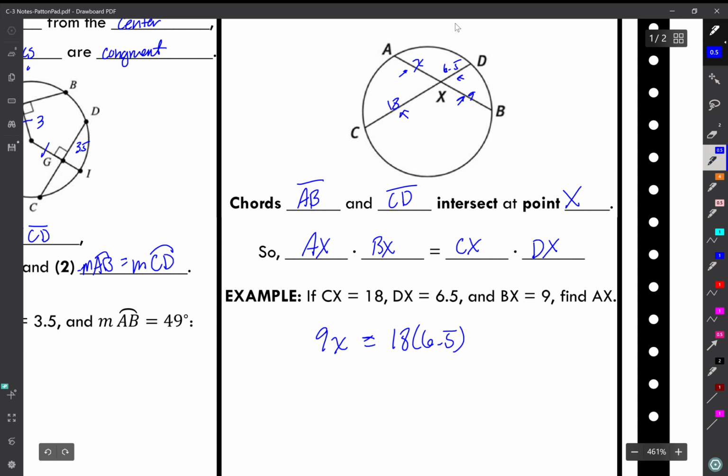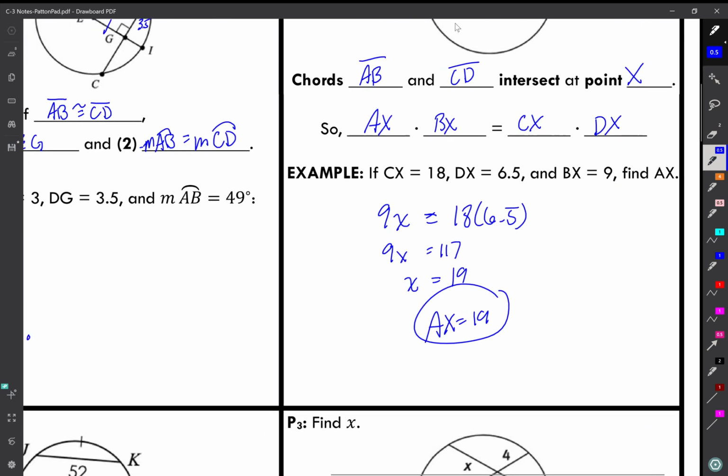Alright, calculator time. 18 times 6.5. Sorry, just give me a second. Alright, so 18 times 6.5 is 117. So 9x is equal to 117. So divide both sides by 9. X is equal to 13. So that tells me that AX is 13. And boom. That's how those are solved.